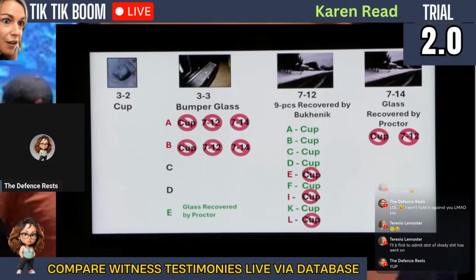Matched what? What was consistent with what? So item 3-3, piece E, was consistent in physical and instrumental properties with the sample that I took from item 7-14. Which is the single piece of glass recovered by Michael Proctor, correct? Yes. But not a single piece of glass, nothing that you analyzed coming from that bumper matched the cup, did it? Nothing. Physical match comparison, there was no physical match comparison to the cup.